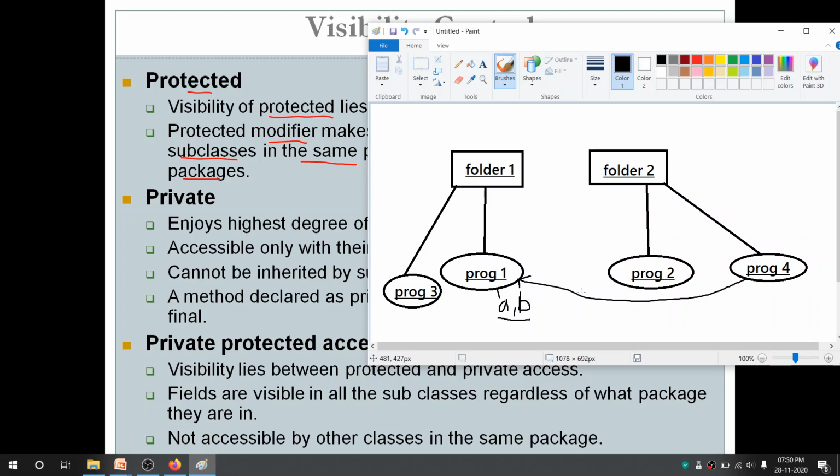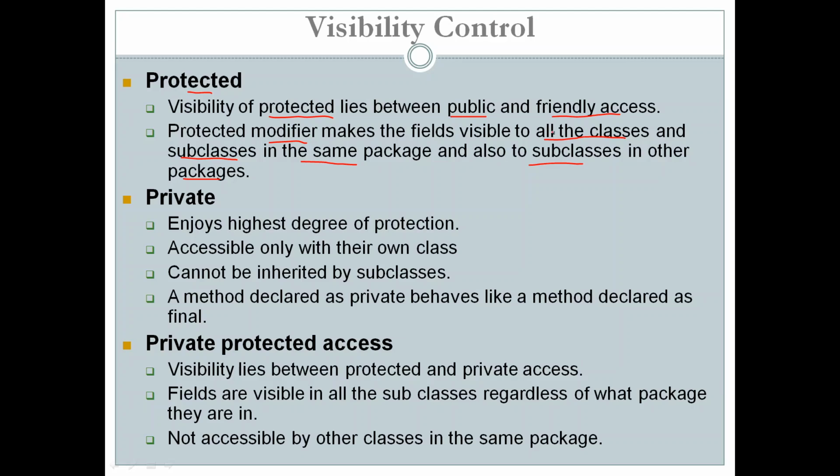If it is inheriting the class in program 1, then the variables a and b are accessible to the class in program 4, because it is the subclass of program 1, and that is what is said in protected members. Remember, it is also accessible to the subclasses in other packages. Okay, so this is protected.